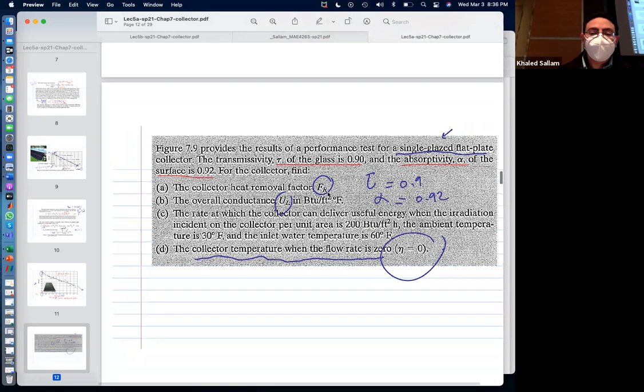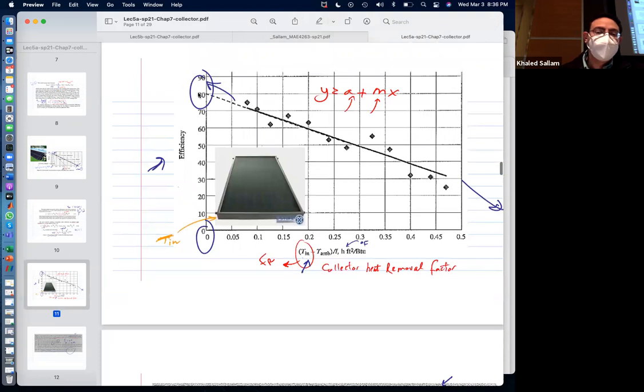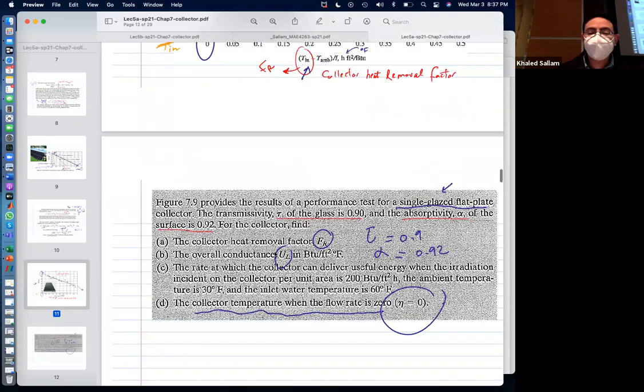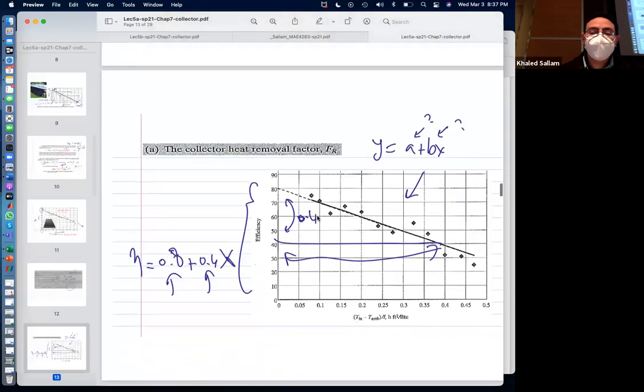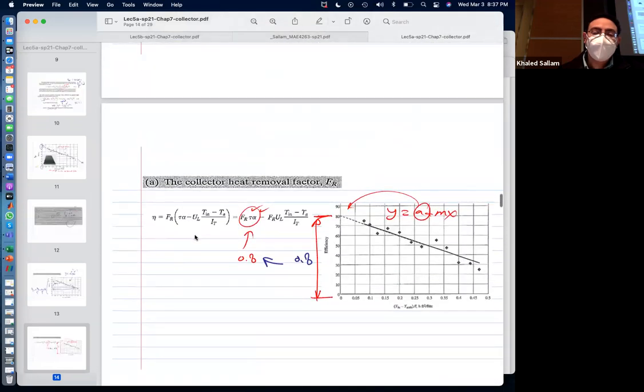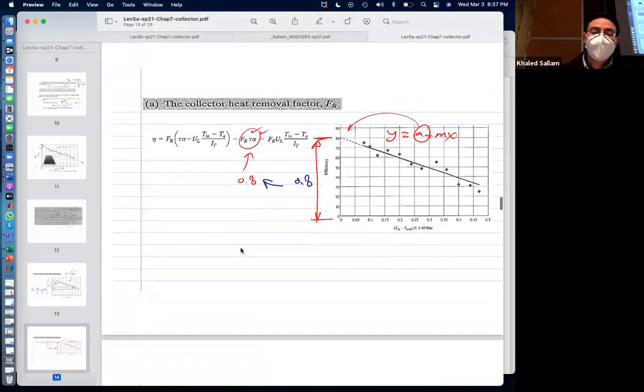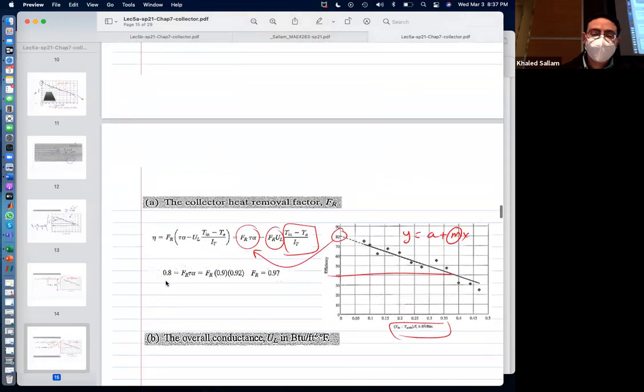Well, the intercept was FR tau alpha. So if the intercept is 0.8, because that's efficiency, so 80%, so 0.8. Then FR tau alpha is 0.8, and he just gives me tau and alpha, then I can calculate FR from it, right? And that's what he does. He says, well, it's 0.8, and that 0.8 is this guy. And if this is 0.8 and it's FR tau alpha, that must give me my FR.